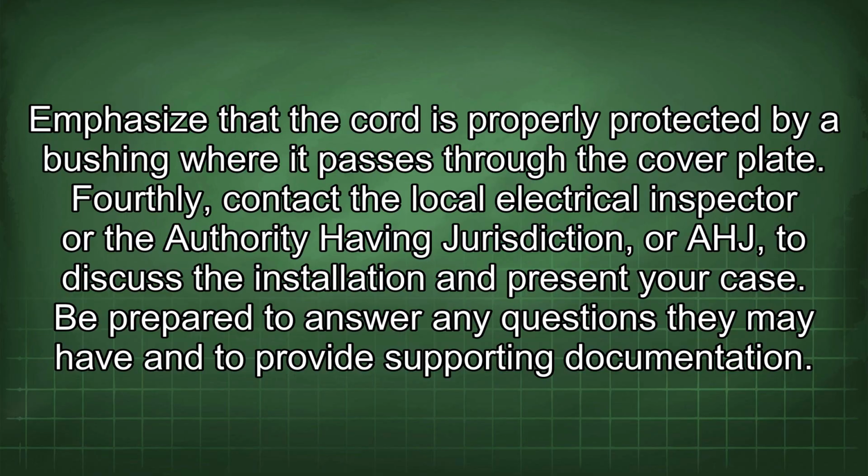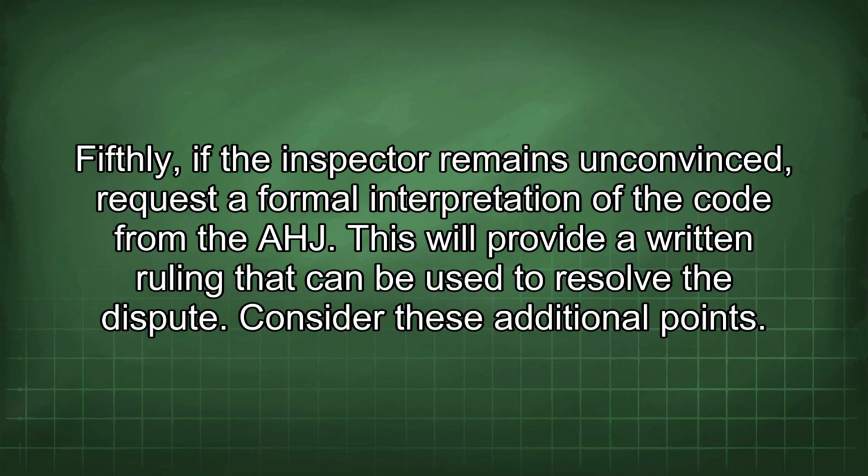Fourthly, contact the local electrical inspector or the authority having jurisdiction, or AHJ, to discuss the installation and present your case. Be prepared to answer any questions they may have and to provide supporting documentation. Fifthly, if the inspector remains unconvinced, request a formal interpretation of the code from the AHJ. This will provide a written ruling that can be used to resolve the dispute.